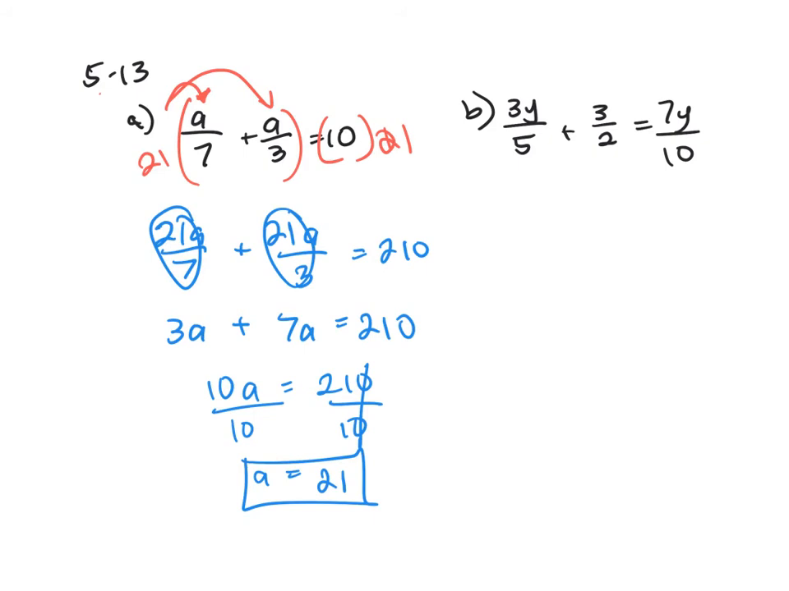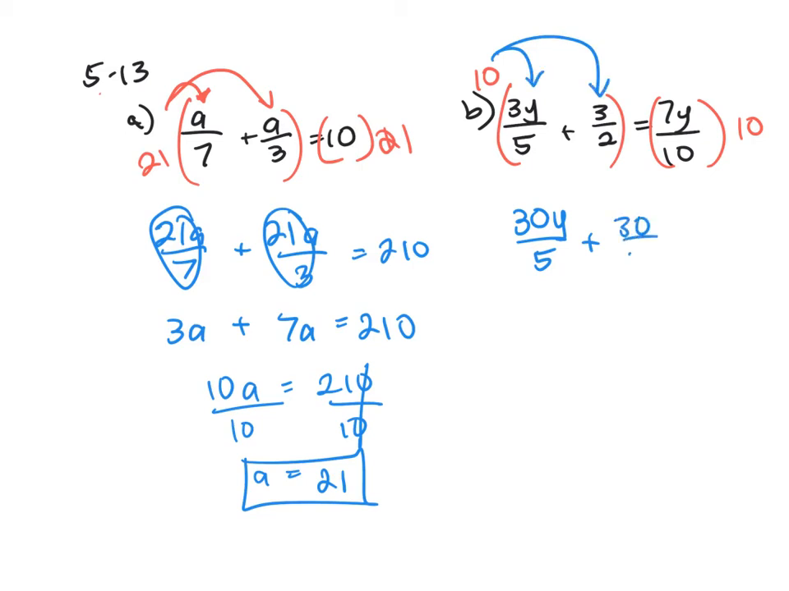What is the least common multiple between 5, 2, and 10? Because I want to get rid of the fractions. If you said 10, that is correct. So, if I work this one out, I'd get 10 times 3y over 5. So that's 30y over 5 plus, so again, I'm distributing, right? So that's 30 over 2 equals 7y.